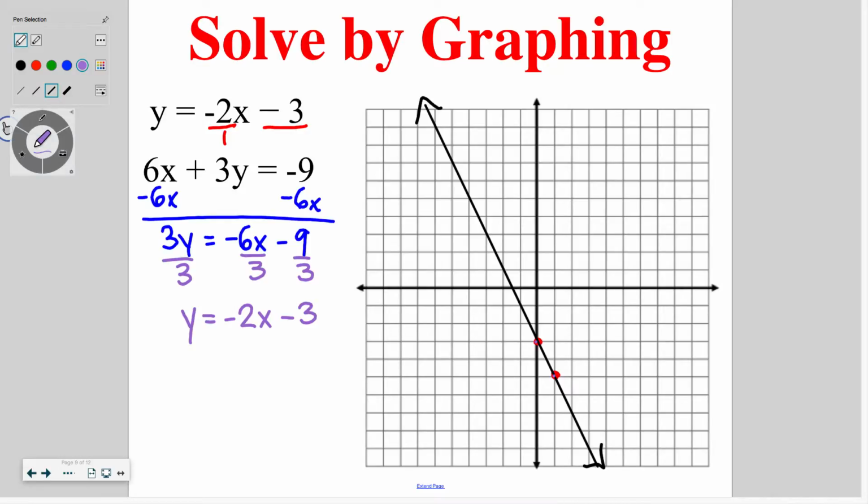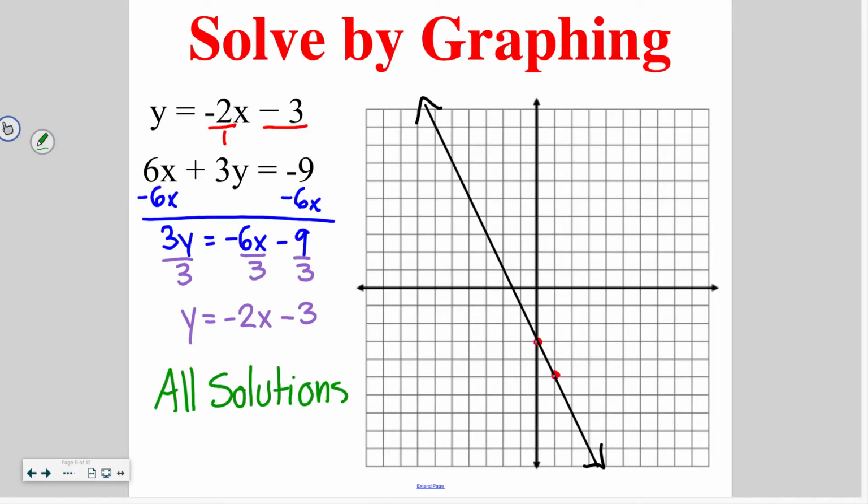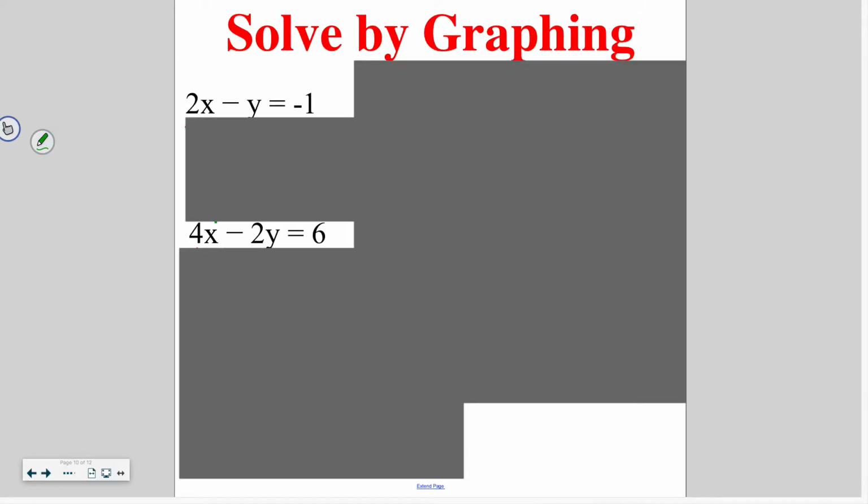Now, if you look back at the first equation, I would put my points in the exact same spot, which would give me the exact same line, which means this is an example of all solutions. So 2 different equations giving you the exact same line on the graph. Go ahead and try this one on your own, making sure that you rearrange for y before you graph.